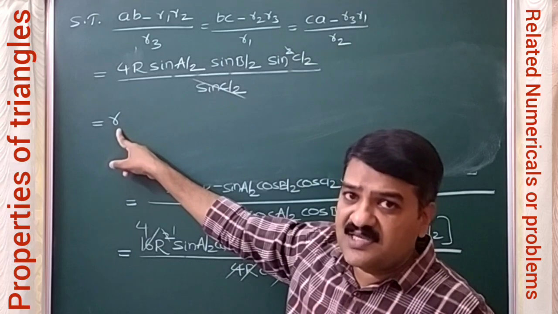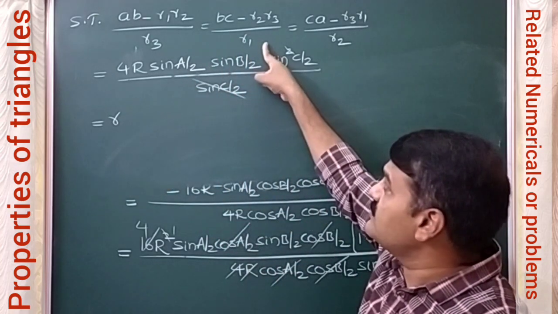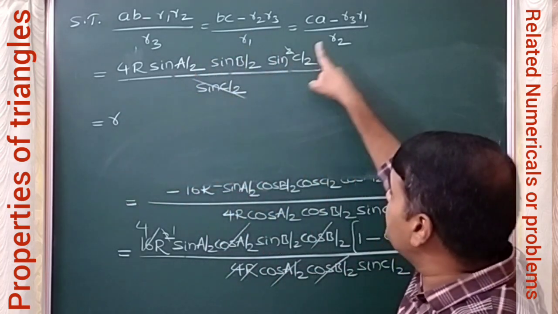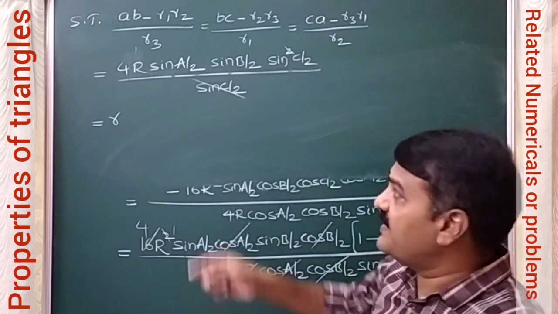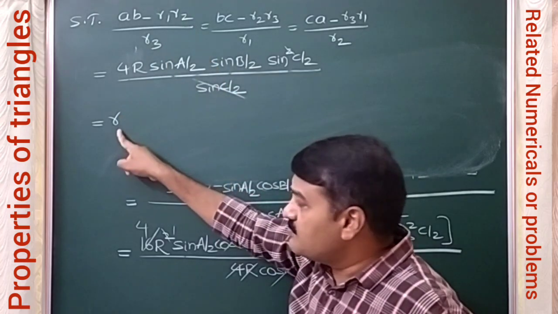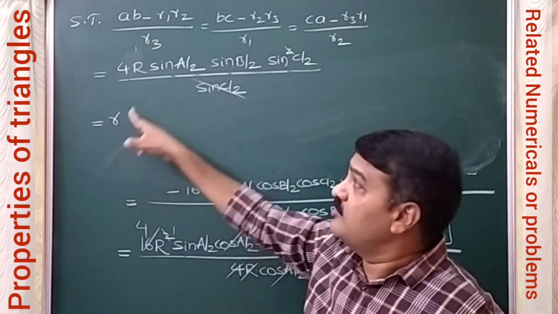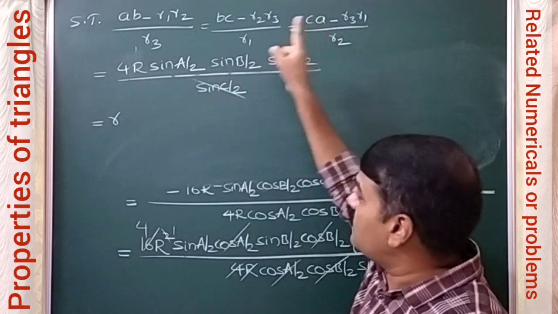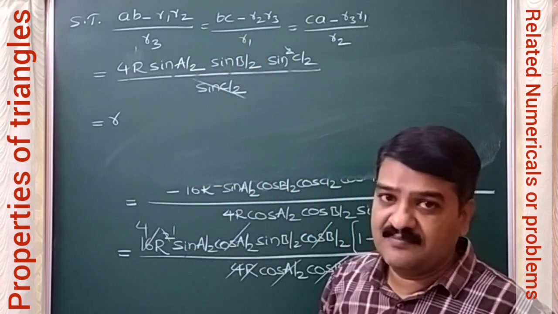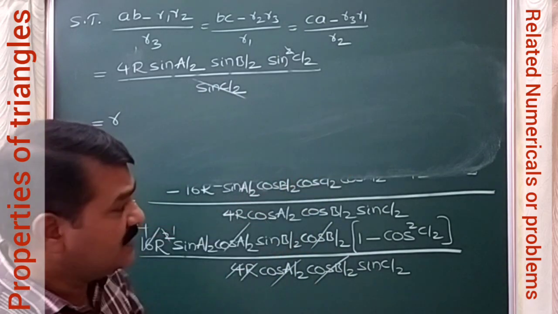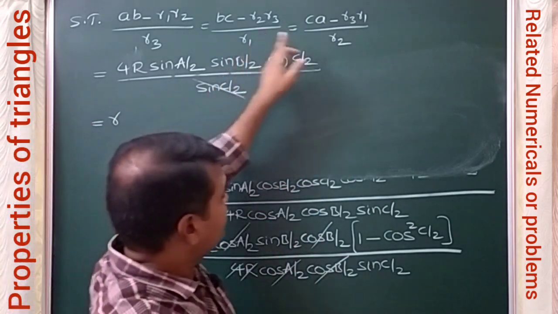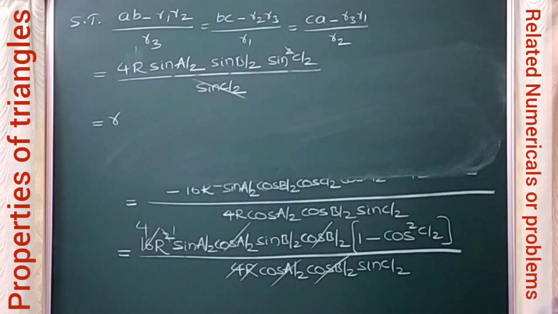Similarly, in the same process, if we solve this also, we will get small r. And if we solve this also, we will get small r only. So simplifying this first term, we got small r. Similarly, we can get second term and third term also to be small r, and hence all the three terms will be equal. We can solve second and third term in the same process, and we will get small r for the second and third part also.